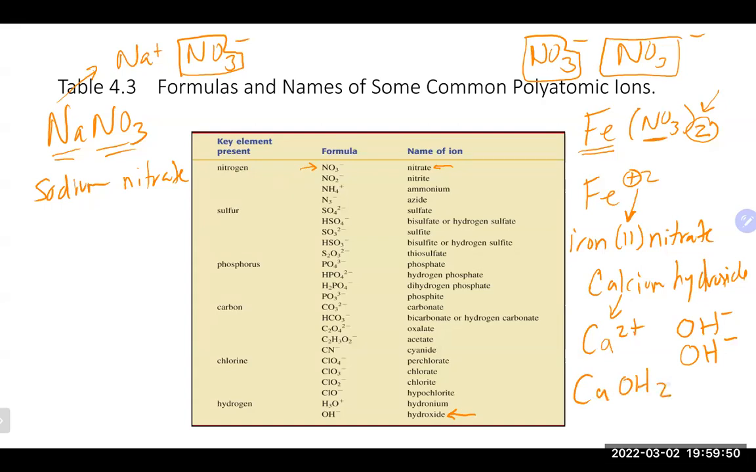CaOH2. Would I want to write it like that though? I would not, because when I write it like that, that tells me I have 1 calcium, 1 oxygen, and 2 hydrogens. And that's not what we've got going on here. We actually have 2 oxygens and 2 hydrogens. So whenever you have more than 1 polyatomic ion, you need to put parentheses around it and the number on the bottom. That now tells us we have 2 oxygens and 2 hydrogens, basically 2 hydroxide units. Question on that there?